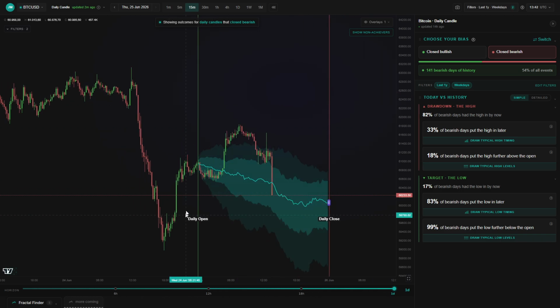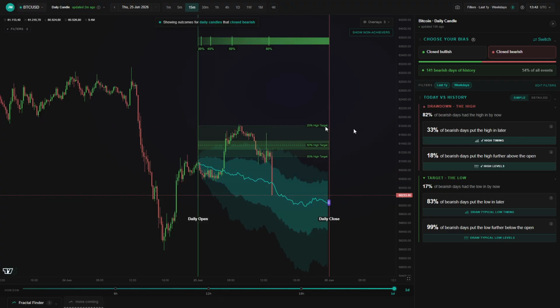Now, let's say throughout the current day, we want to target new weekly lows. We can also, by the way, see that 82% of bearish days had the high in by now. So if we were indeed going to close the day bearish, we want to hold the current daily high. Also, the daily high got put in at a typical time and also at a typical level in terms of distance and also in terms of time.